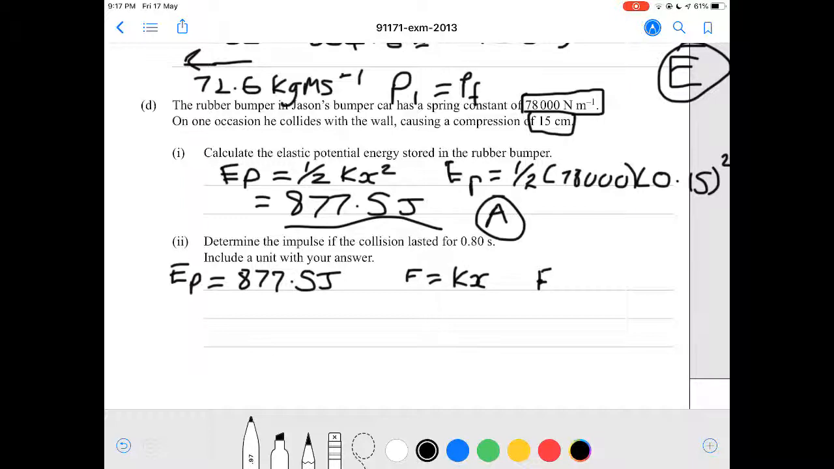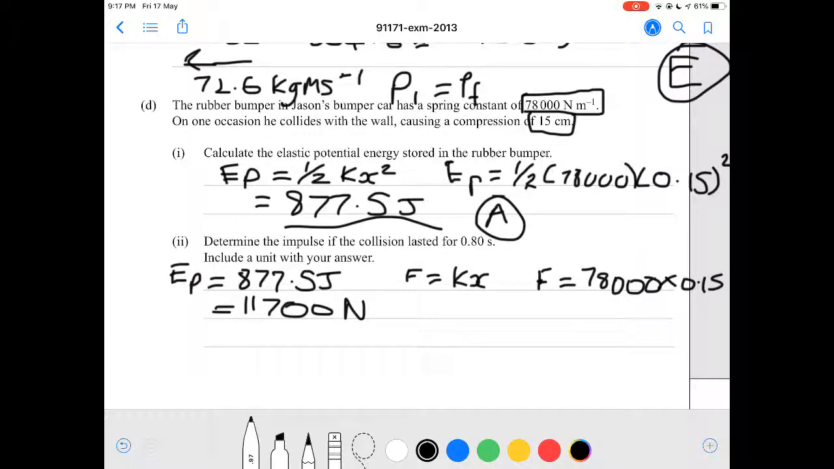So F equals 78,000 multiplied by 0.15. If you plug that into the calculator, that gives us 11,700 newtons. So the force of the collision was 11,700 newtons, and this force allowed the spring to be compressed 15 centimeters.